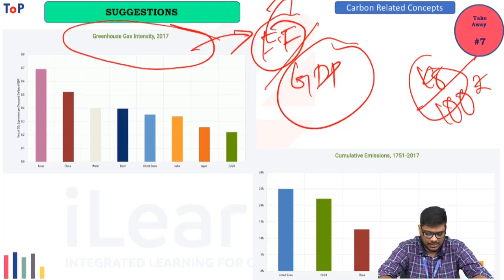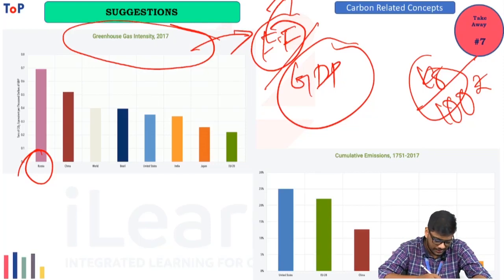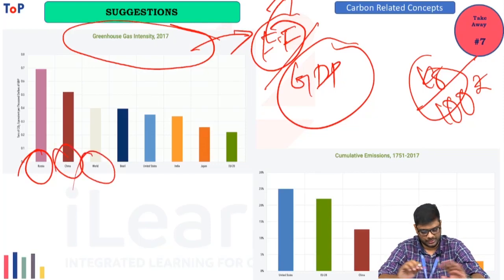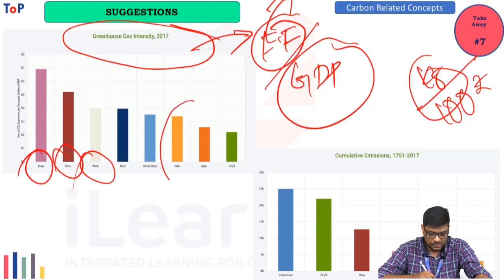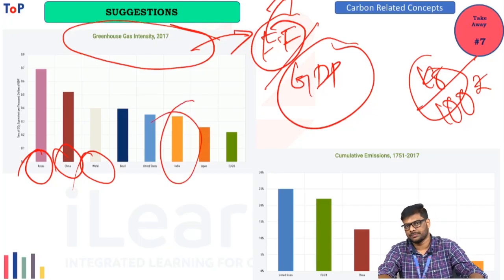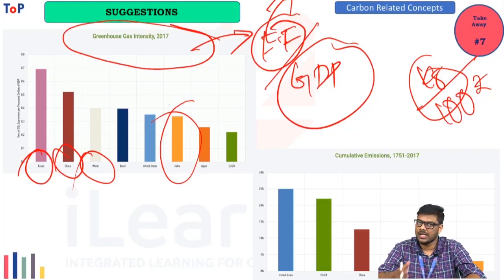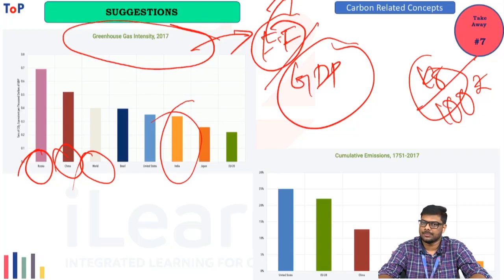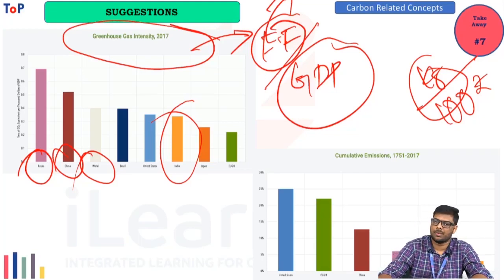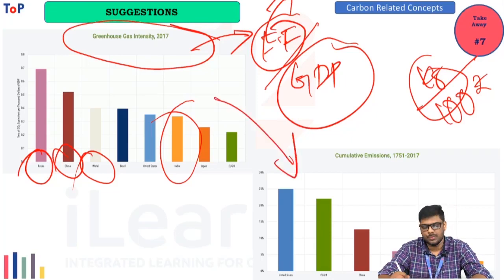And in terms of greenhouse gas intensity, again Russia is the least green country, then comes China, then comes the world average, and India's economy is actually greener than the global average. Remember it, India is actually greener than the global average when it comes to greenhouse gas emission intensity. So here Russia stands top of the list. Getting it?